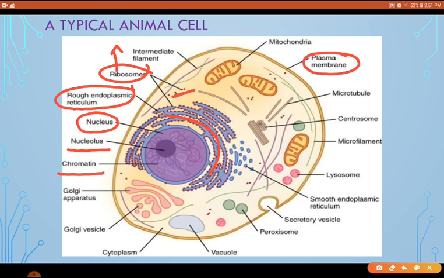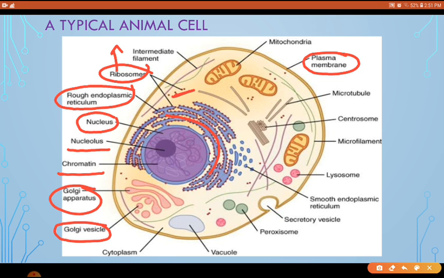The next structure is the Golgi apparatus. Golgi apparatus is concerned with the secretions of the cells. In the Golgi apparatus, cell secretions are produced. These are the Golgi vesicles which store these secretions in them. These secretions can be used inside the cell.